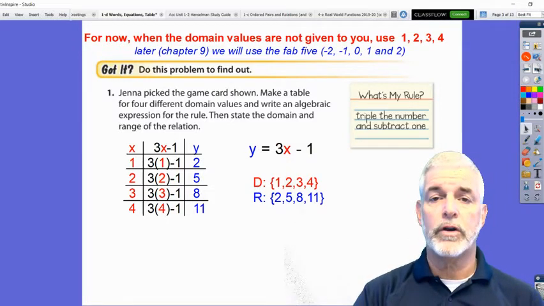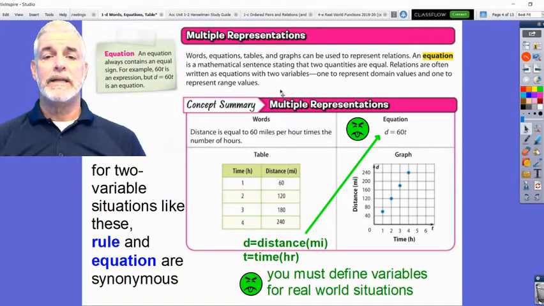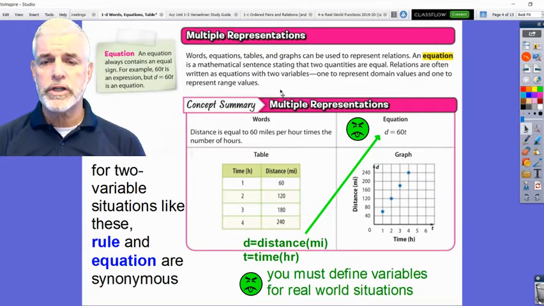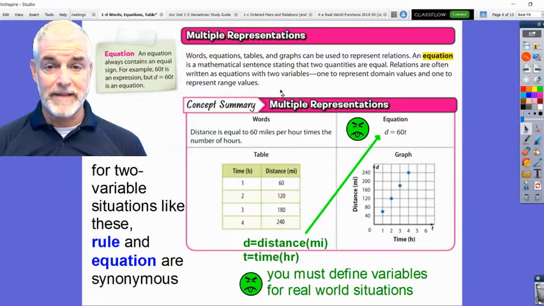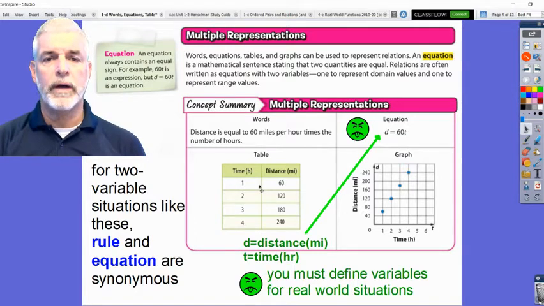All right, so now let's go to the next piece here, which is representing these relations in 4 different ways, okay? So again, you can use words, you can use an equation, a table, and a graph. Now you could add to this the 5th way, which is as a set of ordered pairs, but you very, very rarely see them done that way because normally you're going to write your set of ordered pairs in a table like this. So it's really 4 ways: words, equations, table, and graph.